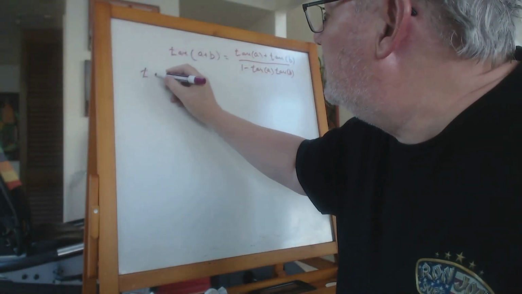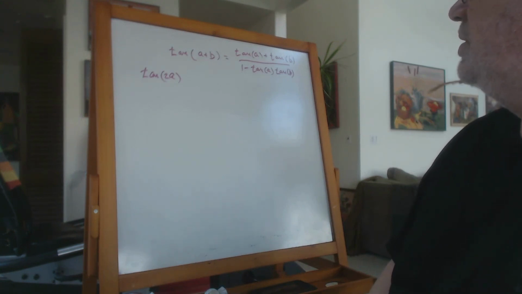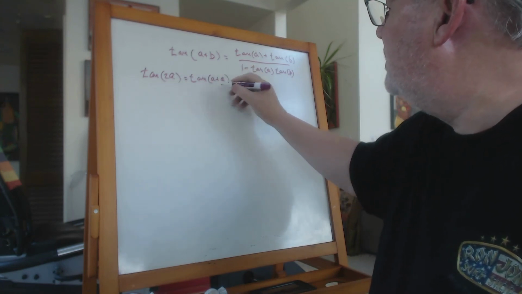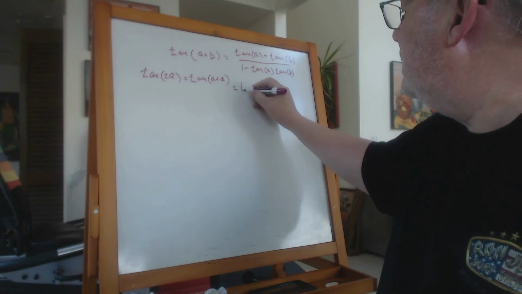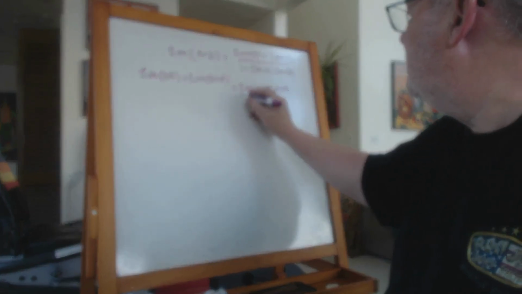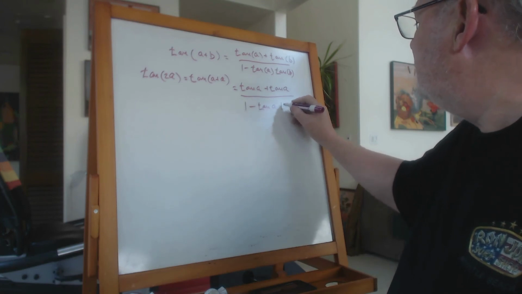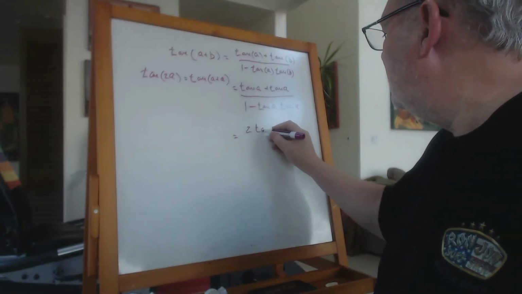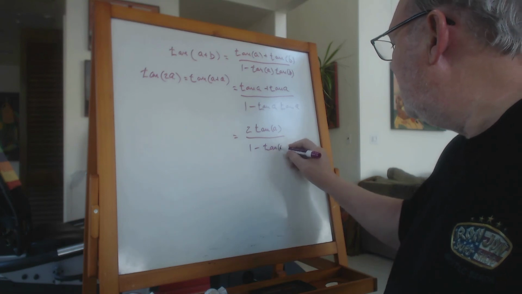Tangent 2A. So we have tangent A plus A. So that is equal to tangent A plus tangent A over 1 minus tangent A times tangent A, and that's equal to 2 tangent A over 1 minus tangent A squared.